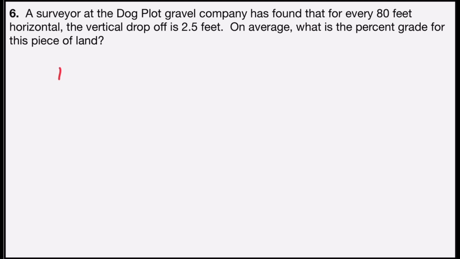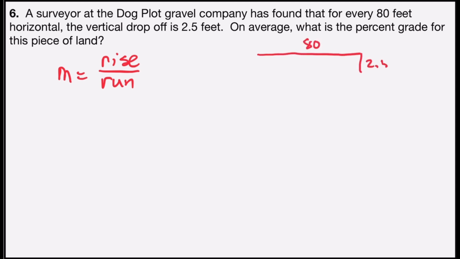So this is a problem where I'm going to use the ratio of rise or vertical change compared to the run or horizontal change. Again, we can look at it as a picture. Every 80-foot horizontal has a drop-off of 2.5 feet. And so I'm going to substitute in to my ratio.